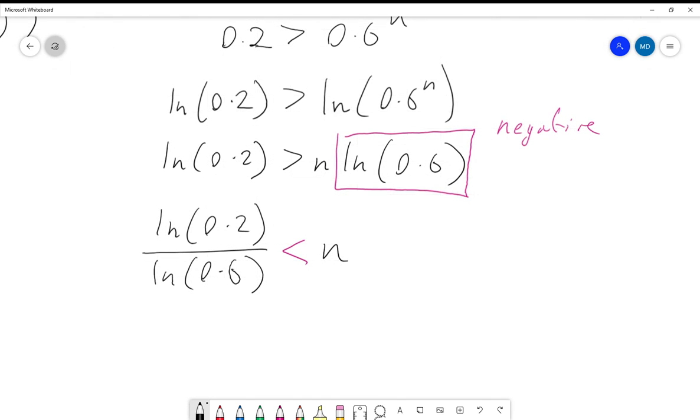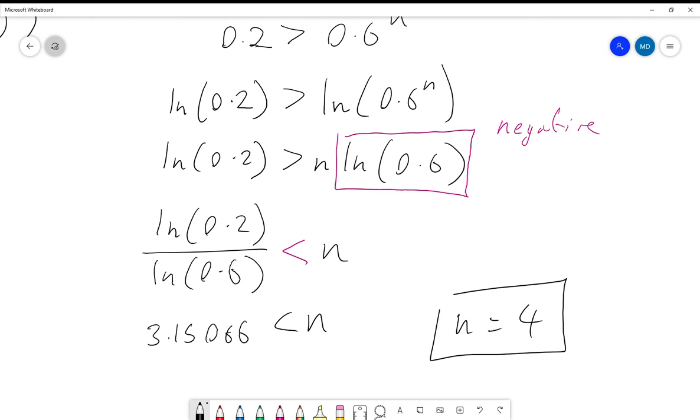And then we just need to plug that into a calculator and work it out, and we get that n has to be bigger than 3.15066, which means n must be 4. The first time that it goes larger than 2 is at n equals 4.